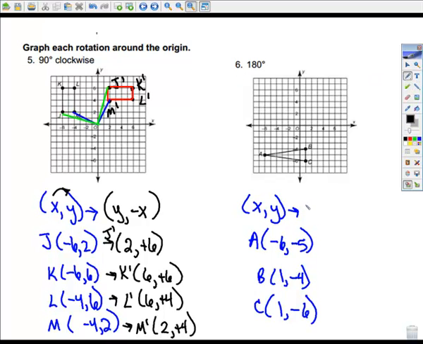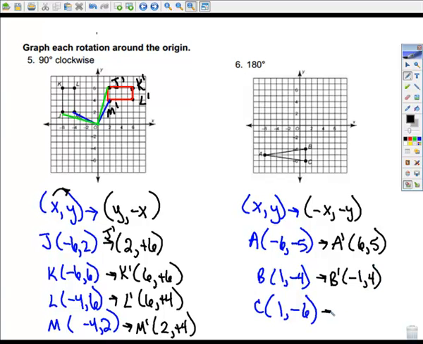Let's do 180 degrees over here. Remember, we just take the opposite of x and the opposite of y. So A prime is 6, 5. B prime is negative 1, positive 4. And C prime is negative 1, positive 6. So we have 6, 5, negative 1, 4, and negative 1, 6.